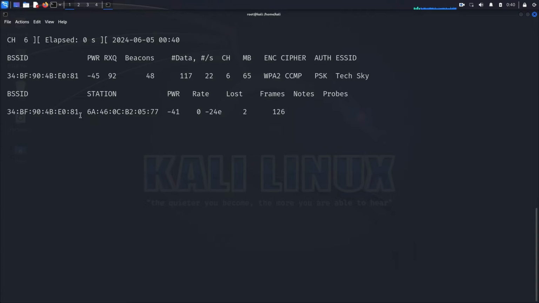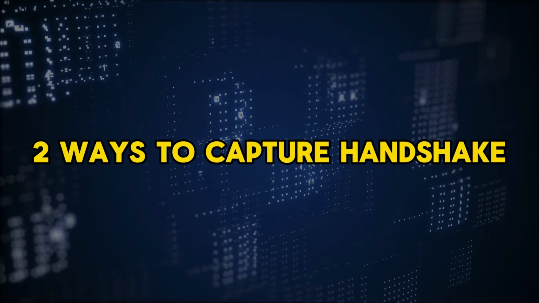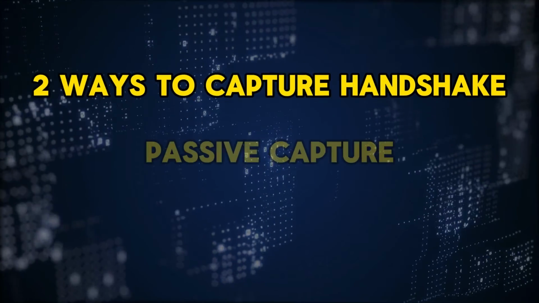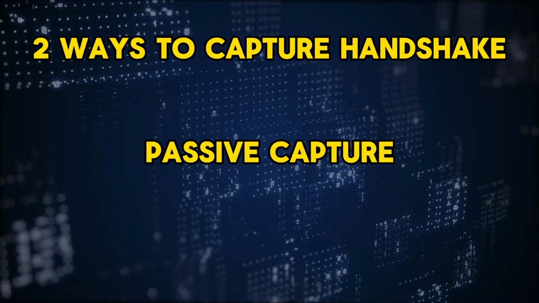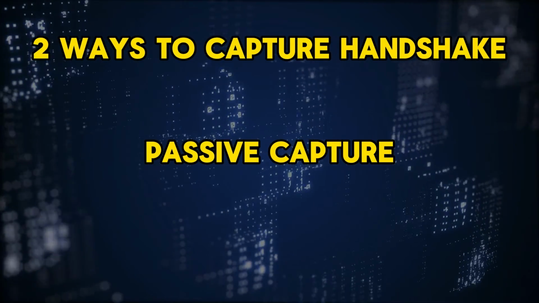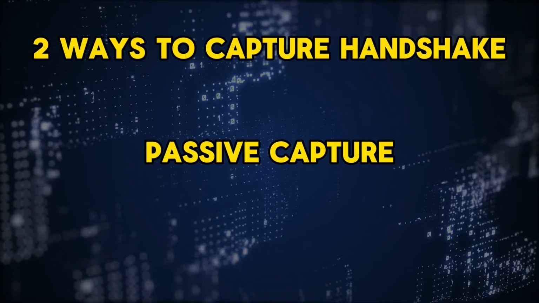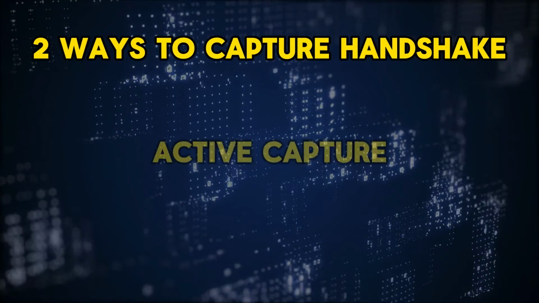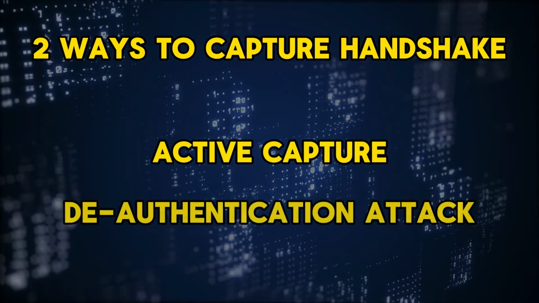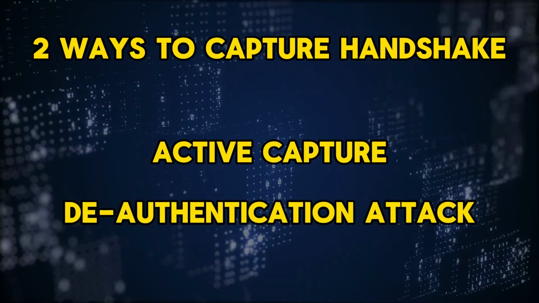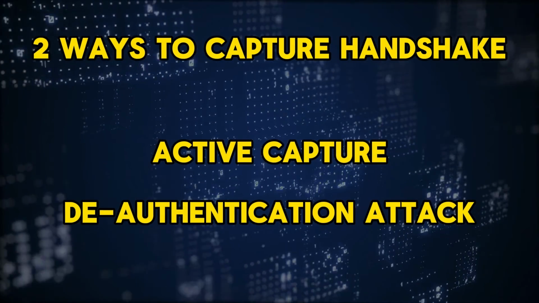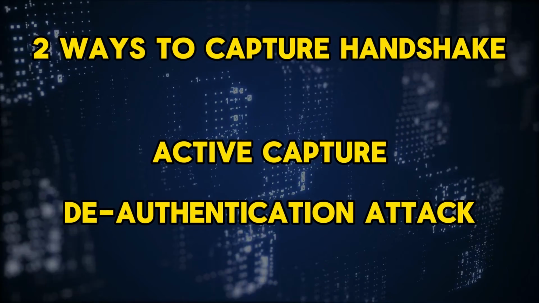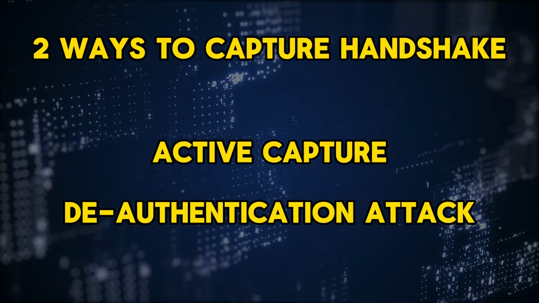any connected clients. To capture the handshake, we have two options. Passive capture: simply wait for a device to connect to the network. When a device connects, the handshake packets will be transmitted, and airodump-ng will capture them. Active capture via the deauthentication attack: force a connected device to disconnect and reconnect, thereby triggering the handshake. This method is faster and more reliable. Let's explore this method in detail.